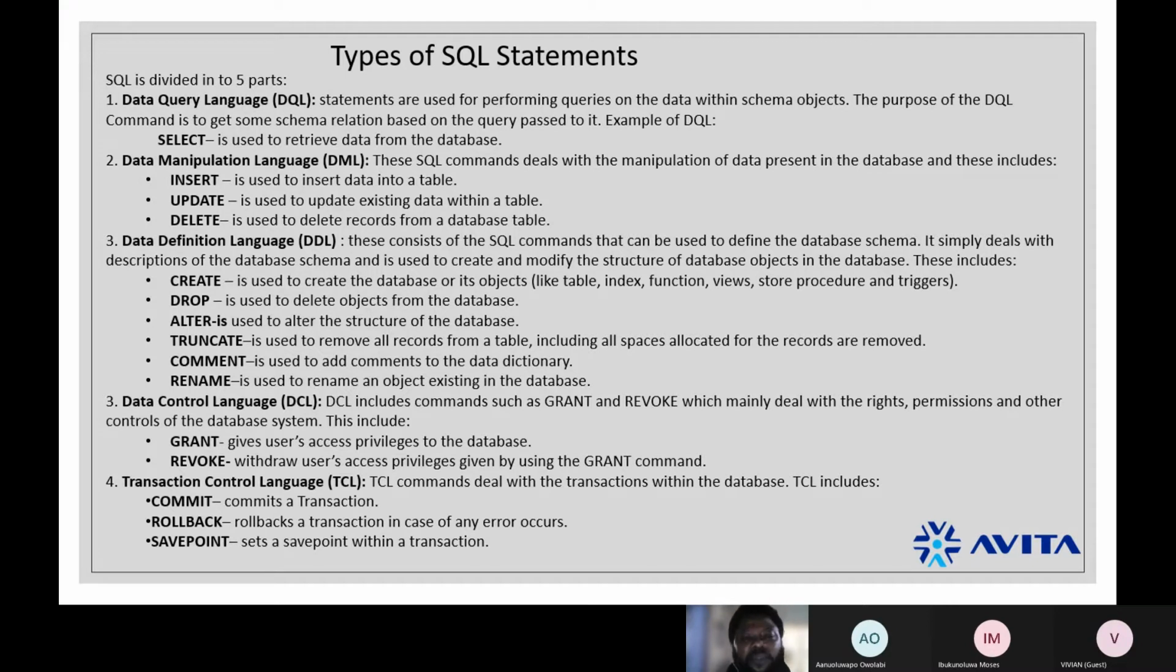Statements are used for performing queries on the data within schema objects, right? The purpose of the DQL command is to get some schema relations based on the query passed to it. And under DQL, what you have is the select statement.